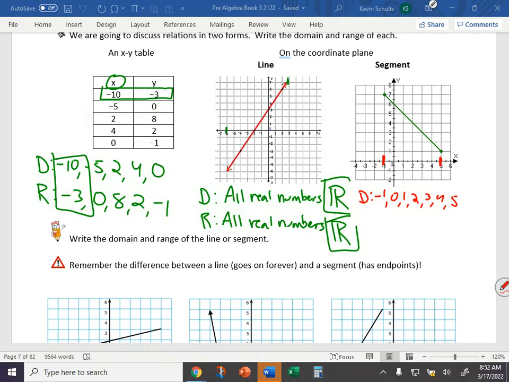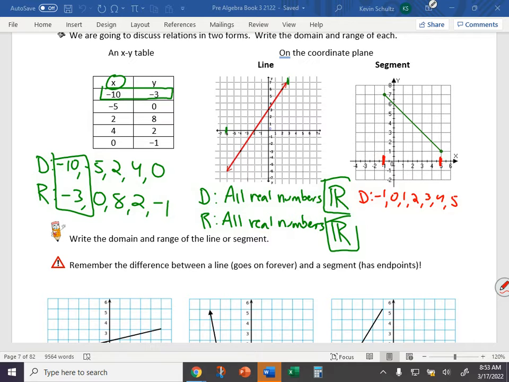Well, we're looking for the beginning and the end of the segment. It begins at -1, it ends at +5. But if I just write those numbers, what am I missing?